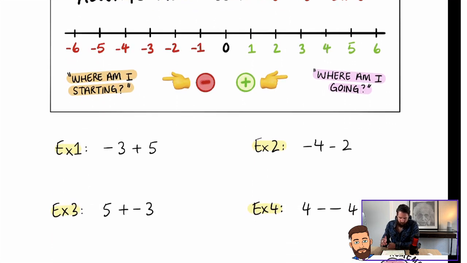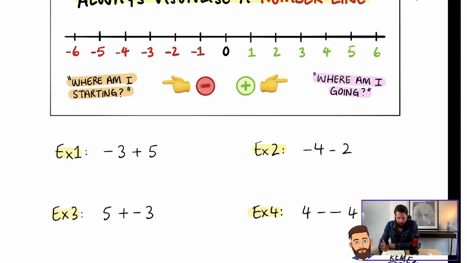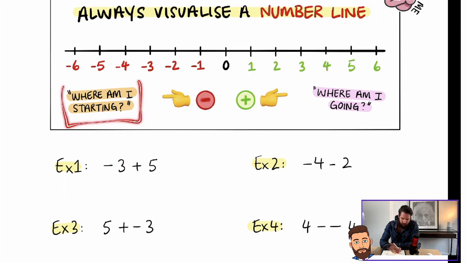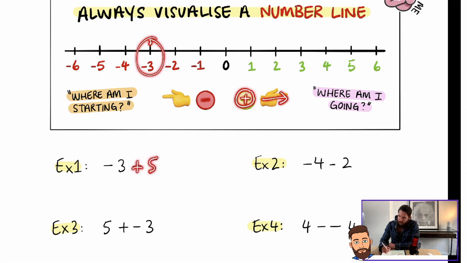So example 1. We'll start with some basic ones, and you're probably going to be fine with these, but we'll go through them and illustrate how we can use a number line. If we're at -3, so where am I starting? -3. So we're starting here, and I add 5. Which way do I go? Well, I'm adding 5, so I go to the right. If I go across 1, 2, 3, 4, 5, that'll take me to 2. You don't have to draw a number line and do the jumps, but just visualizing which way you're going and where you're starting is the most important part of this.